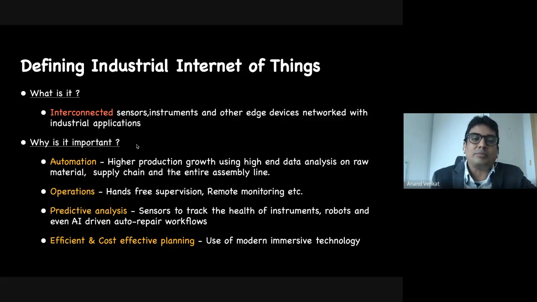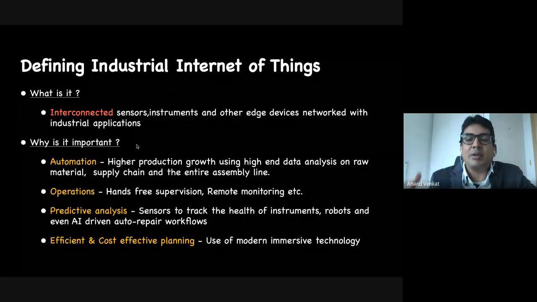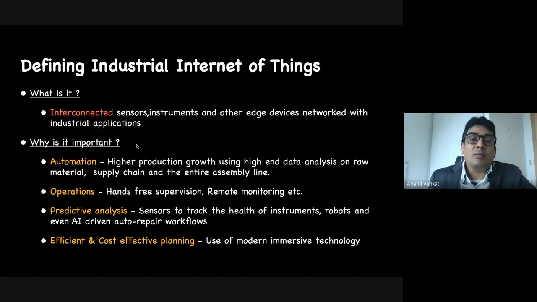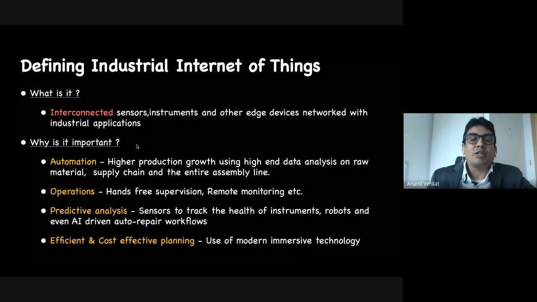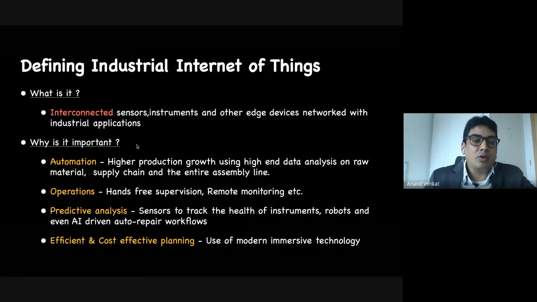Now, why is it important? We all know automation, higher production growth using high-end data analysis, on which raw materials to use, how to use, when to use, and how to automatically select them. And once you use them, how do you fix the supply chain, right? Your assets get depleted very quickly as you build more automation around it. So how do you make the entire back-end supply chain connected with that, the whole asset life cycle of the supply chain and the entire assembly line, as you call it in industry.